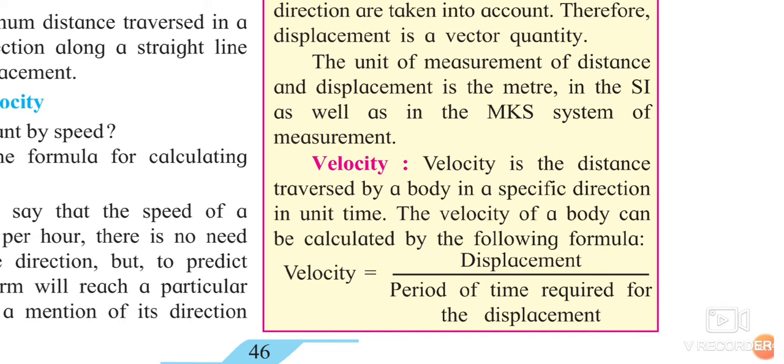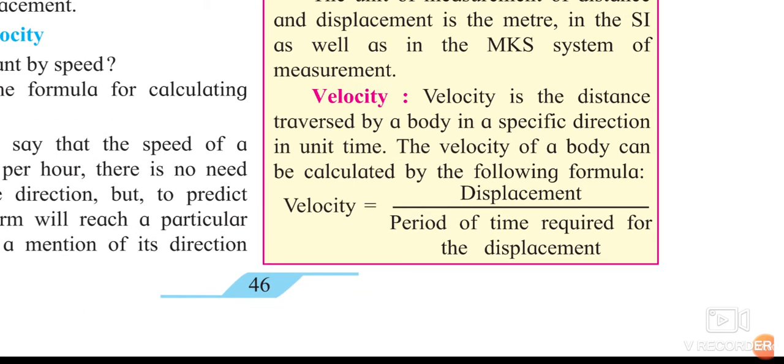That distance, in how many minutes are you traveling it? Suppose you are traveling it in 90 minutes, that is 1 hour 30 minutes. So you will take 60 at the numerator and divide it by the time, and whatever answer you get will be the velocity of that body. So here they have given you the formula: velocity is equal to displacement upon the period of time required for it.